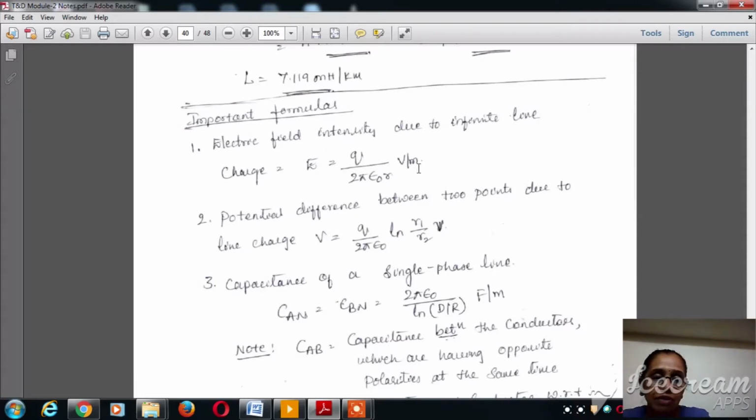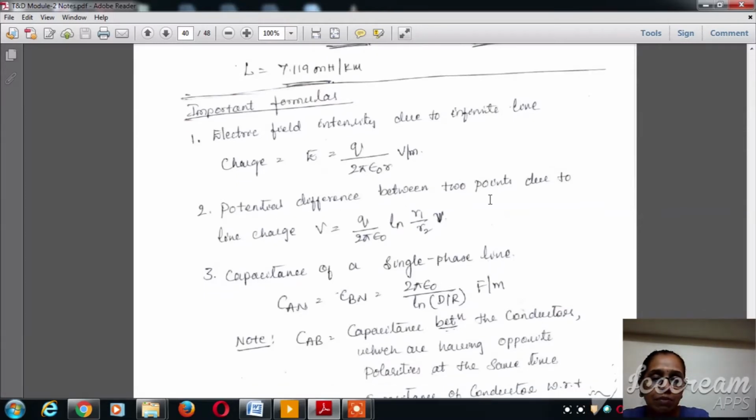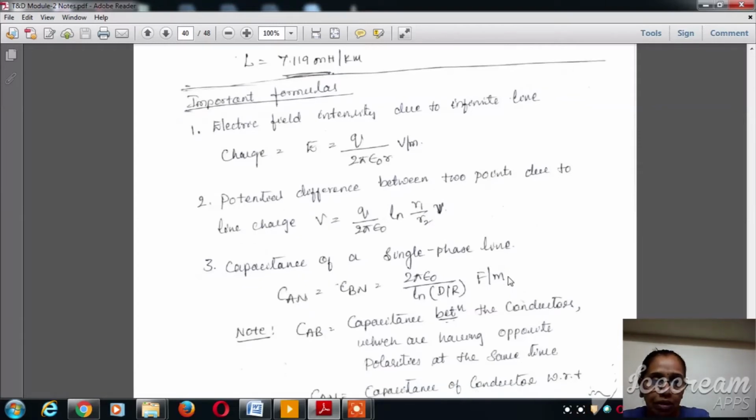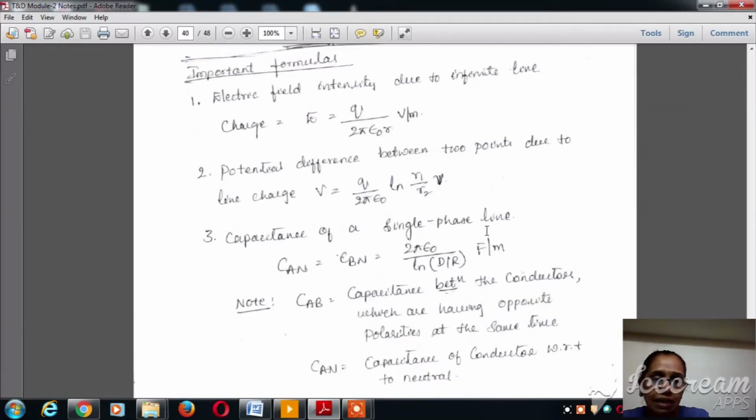So electric field intensity due to infinite line charge, E is equal to Q divided by 2 pi epsilon naught R. Now the second formula is potential difference between 2 points due to the line charge. V is nothing but equal to Q divided by 2 pi epsilon naught ln R1 divided by R2 volts. Now capacitance of the single phase line is given by the formula CAN is equal to CBN, that is equal to 2 pi epsilon naught divided by ln D divided by R farads per meter.